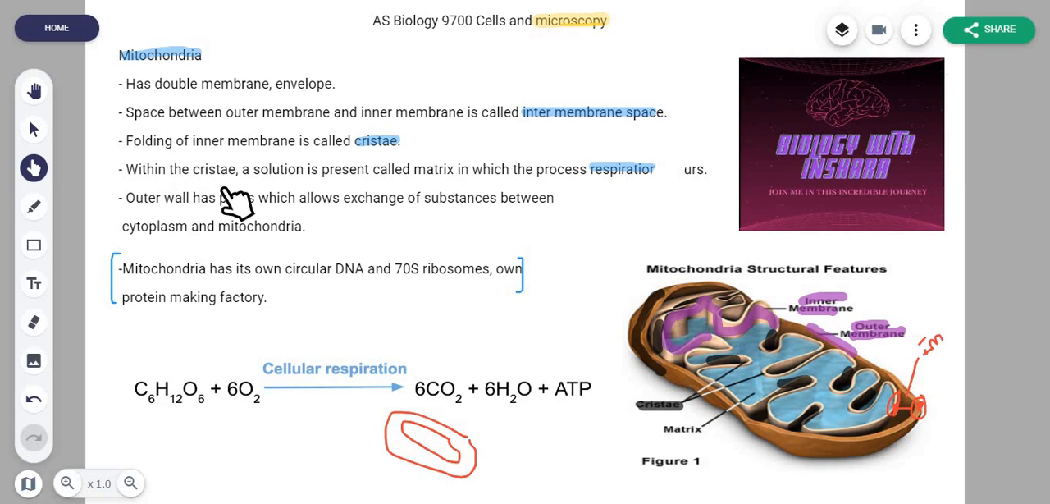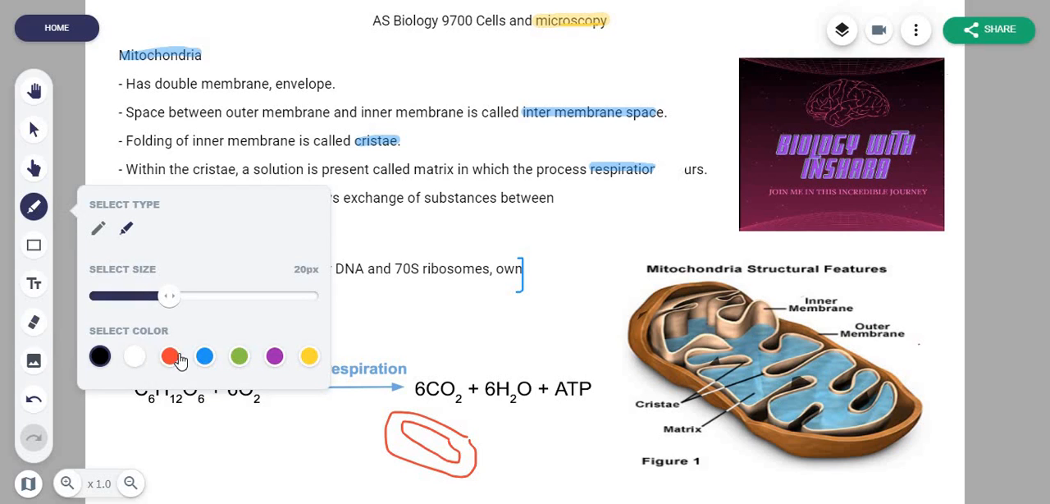So within the cristae there is a solution, there is a space called the matrix in which the process called respiration occurs. Oh, I'm really sorry, I might have rubbed it out by mistake. Now first I'm going to rub out all this not needed content because I hope it has been understood. If not, you can always rewind back, or you can just read through the main points that I have written down very carefully just for you guys.